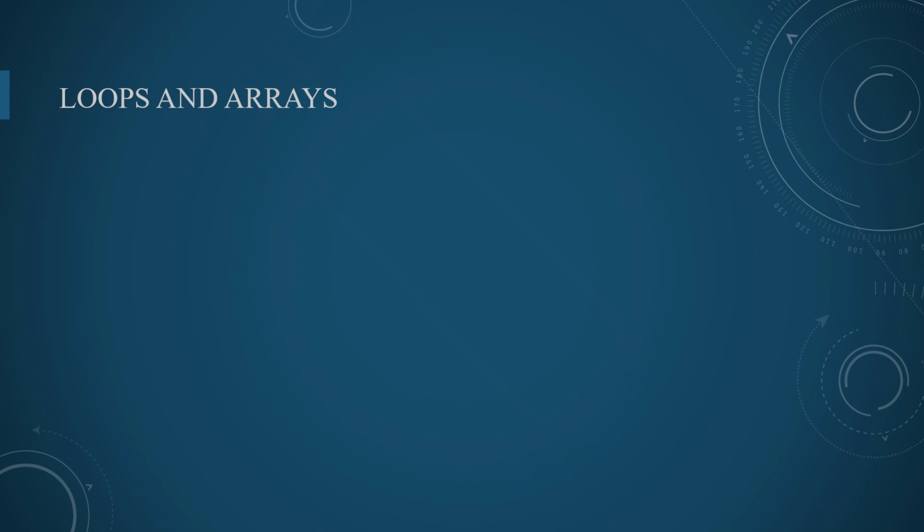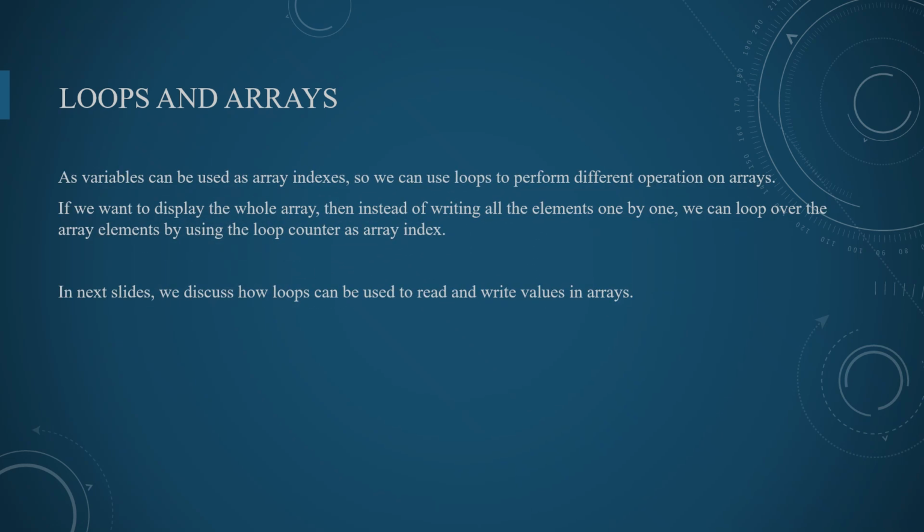Loops and arrays: as variables can be used as array indexes, we can use loops to perform different operations on arrays. If we want to display the whole array, then instead of writing all the elements one by one, we can loop over the array elements by using the loop counter as the array index. In the next slides, we discuss how loops can be used to read and write values in arrays.